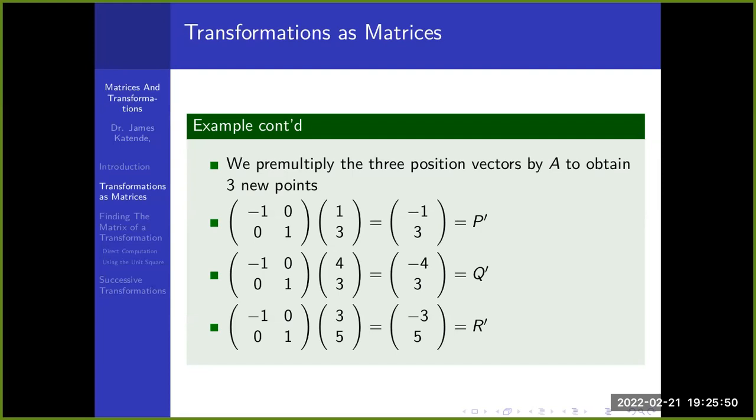So for the students, I assumed any students, if attending, will have some knowledge of matrix multiplication. Is there anyone?